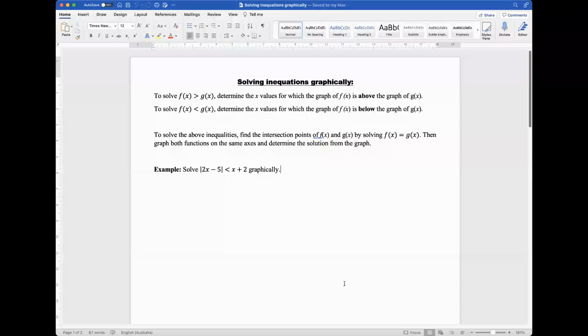Okay, so let's have a look at our first question here. We've got to solve this graphically. So if we go up the top here, to solve f of x less than g of x, we've got to determine the x values for which the graph of f of x is below the graph of g of x.